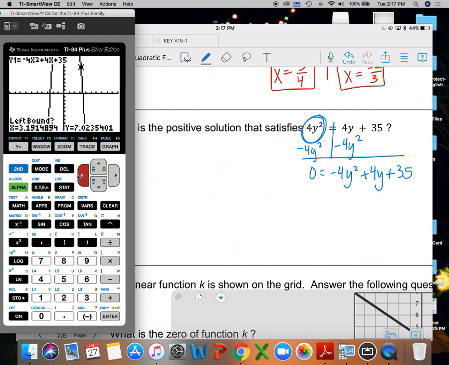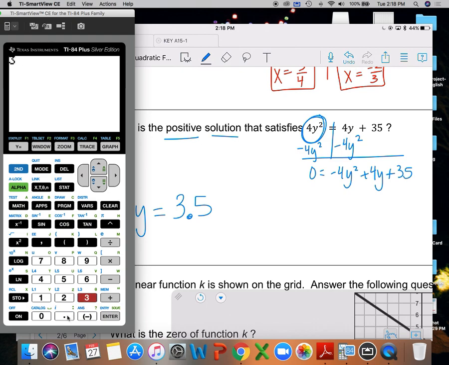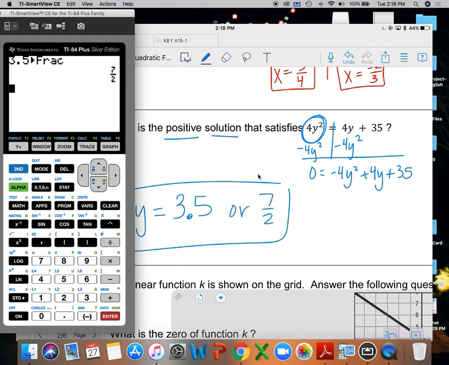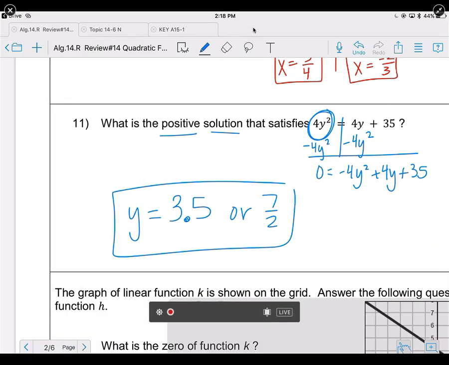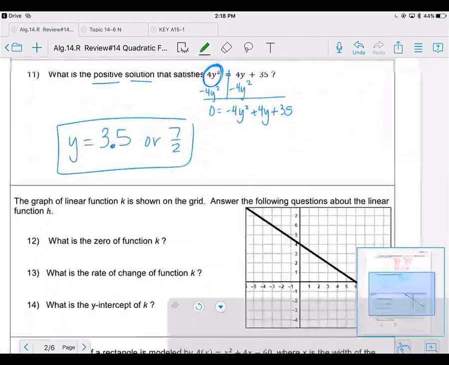Once I'm there, I slide to the left and press enter. I know that I've pressed enter because I have the arrow, so I go back to where I want to find. I slide to the right, press enter, enter. And so my positive solution is at 3.5. And then if your answers are in fraction form, you could take that and do 3.5, math, enter, enter, and say this is 3.5 or 7/2. So you can use a calculator anytime they ask you for a solution and they don't give you a graph, or you can factor.